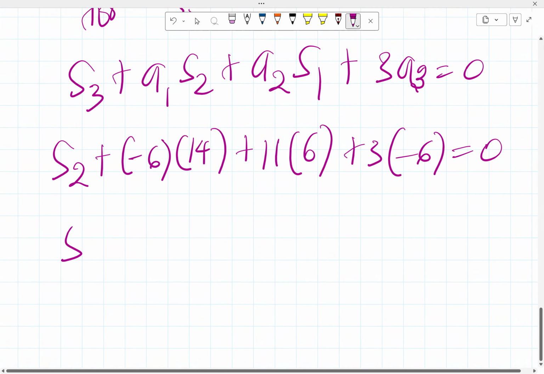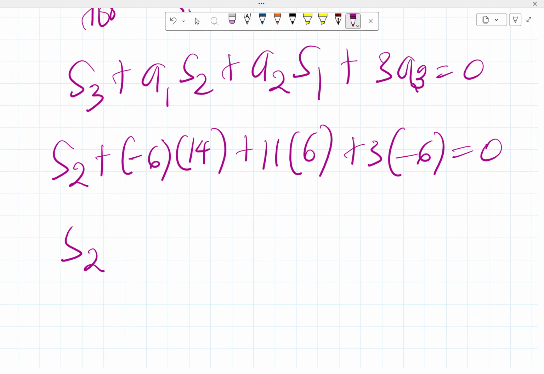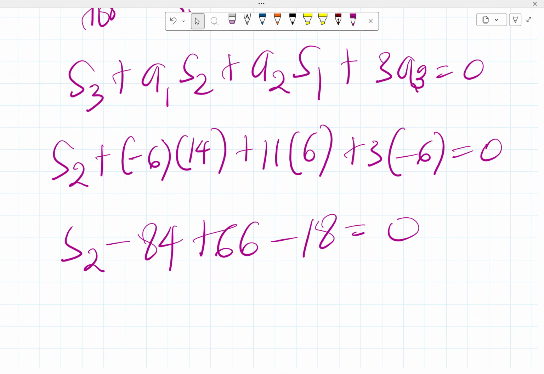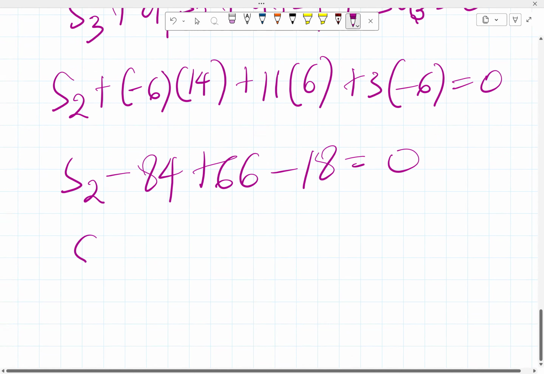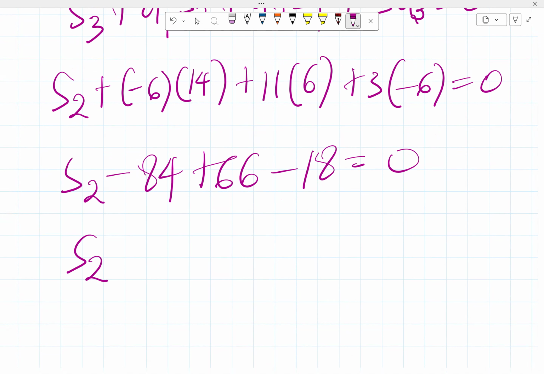So we have S2, 6 times 14. 6 times 4, that's minus, in short, 6 times 24. That's 84, right? That's 42 times 2, correct. Then plus 66 minus 18 equals 0. So we have minus 84 plus 66. That's minus 18. So this should be minus 36 equals 0.